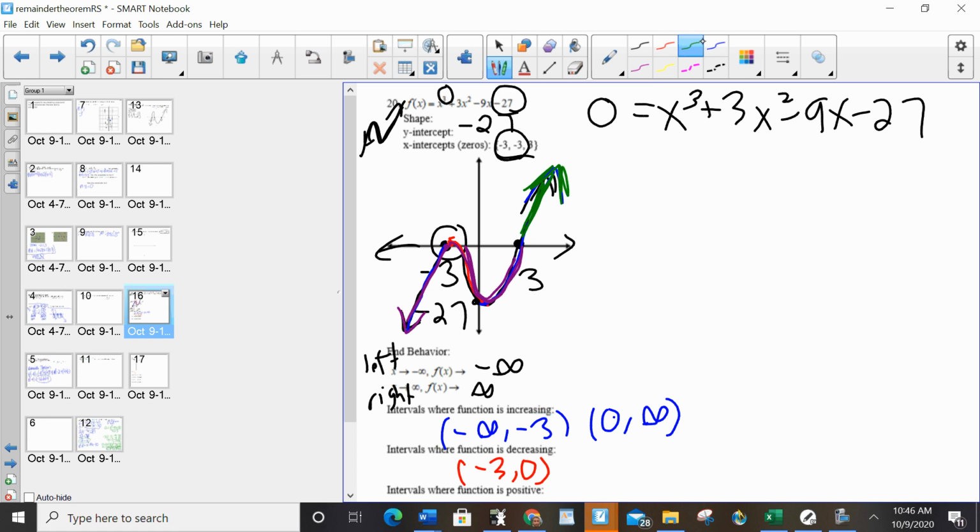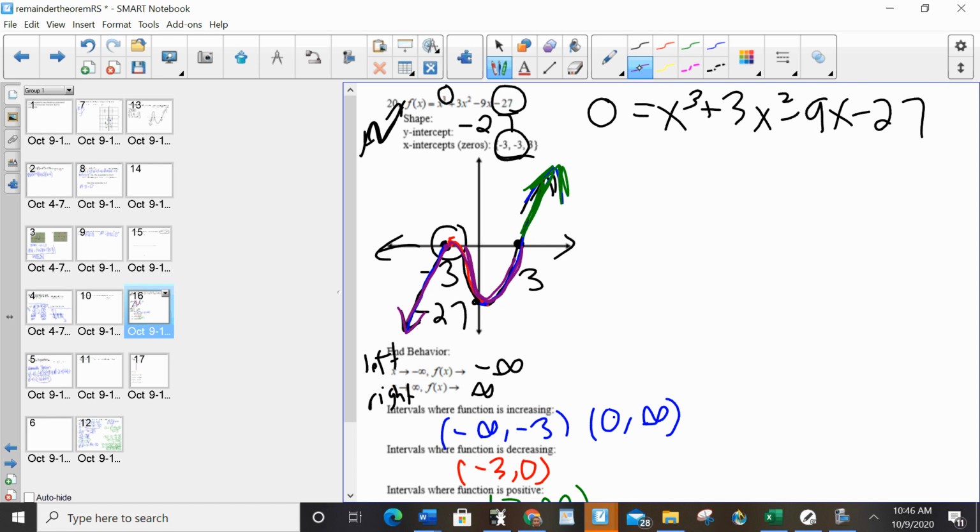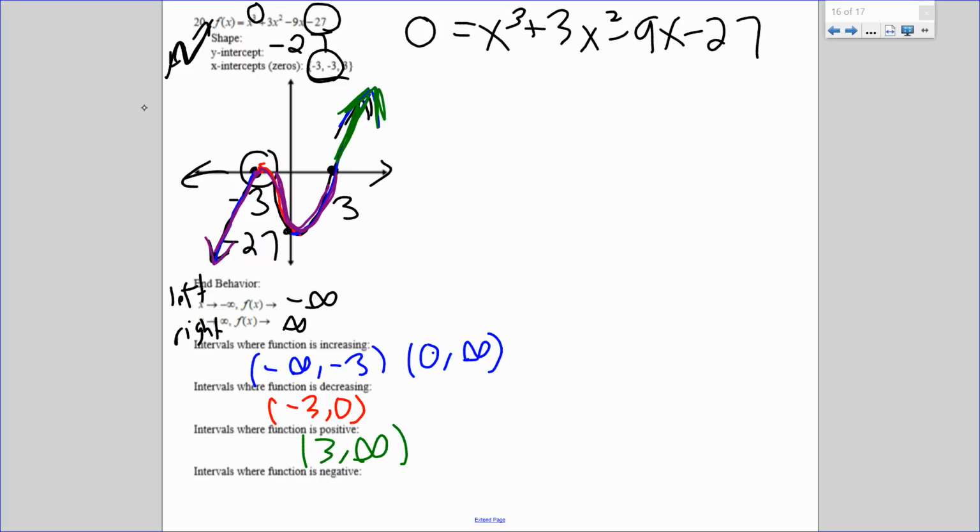Let's start by writing the green. The only positive piece starts at 3 and goes forever. There are 2 negative pieces. The first one is negative infinity to negative 3. That's this piece right here. And then again, from negative 3 to 3. It's very common that students want to say it goes from negative 3 to 0. It doesn't stop being negative at 0. It's negative this whole piece. It may stop decreasing, but that's not what it's asking. It's negative, it's below, from negative 3 to 3.